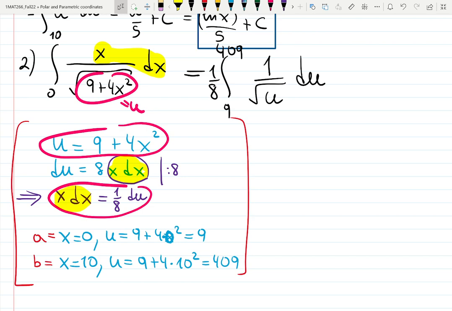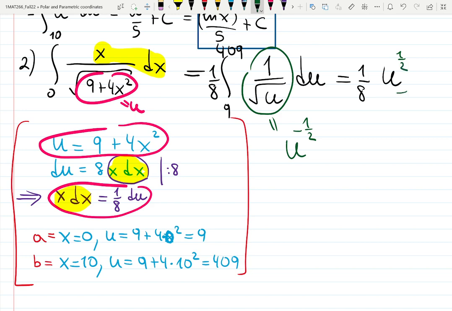This is the most important part. And there's a second important part: what to do with the boundaries. Do we go back or not? So let's do that. First of all, let's integrate 1 over 8 u. This piece inside can be written as u to the minus 1/2. 1/2 is the square root, minus comes from the denominator. Integrating that gives you minus 1/2 plus 1 becomes 1/2, divided by 1/2. Instead of plus c, I have a bar.